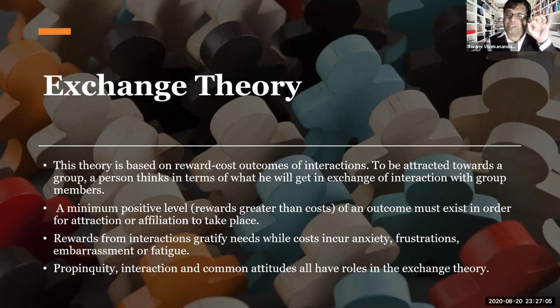This theory is based on the reward cost outcome. What is the cost I am spending, I'm investing, and what is my reward? If the reward is higher, I will be joining the group. That's the model. So this theory is based on the reward cost outcome of interaction. To be attracted towards a group, a person thinks in terms of what he will get in exchange for interaction with the members. If I'm regularly interacting with those members, what am I going to get in return as a reward, that I'll check. Then I'll join.